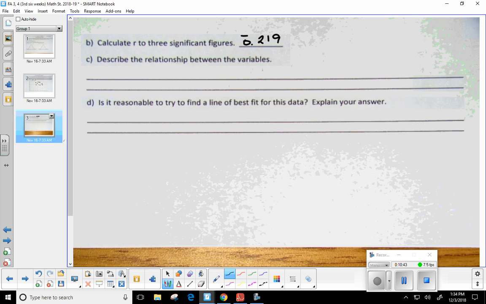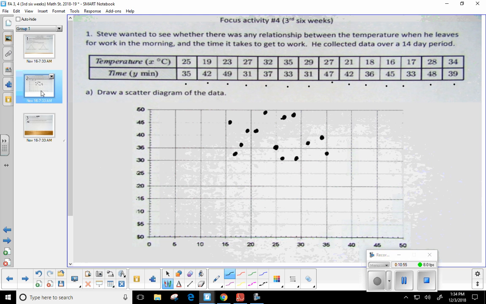Okay. All right, and then, is it reasonable to try and find a line of best fit for this data? Okay, no. It is a very weak relationship. In fact, on some of these that we've seen, what's the highest temperature that we go to?